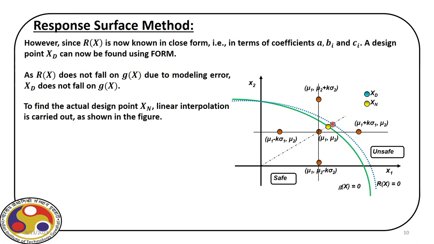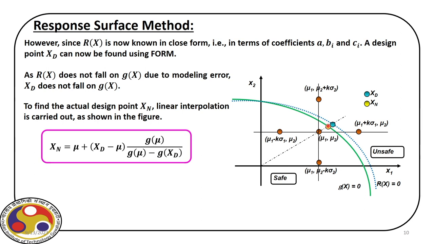That means we solve for this blue dot, that is xd, the design point, and then the actual design point xn must be on the limit state, that is on the green line, which we can estimate using Lagrange interpolation. So that's the expression you can see on your screen. This is from the interpolation formula. So we have this 0 point, we have xd and xn point. Now at the point xn, obviously the value of the limit state function must be equal to 0, and if we use that information, we can derive this expression.